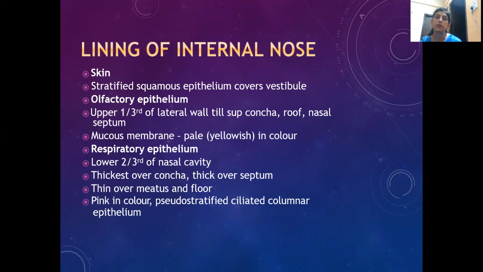This epithelium lining is thickest over the concha and thin over the areas of meatus and floor of the nasal cavity. That is the pseudostratified ciliated columnar epithelium.